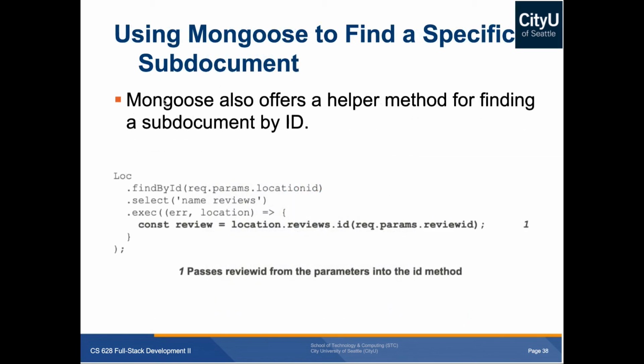Going back, Mongoose also offers a helper method for finding a subdocument by ID. First, you find the parent document, the location. Once it finds that location, it can select a specific property, where that property is a subdocument, let's say named reviews. Then, if it finds that review, we execute, using the specific review ID as well.